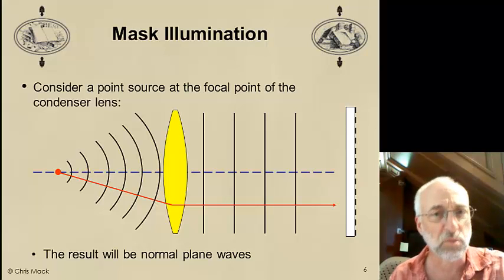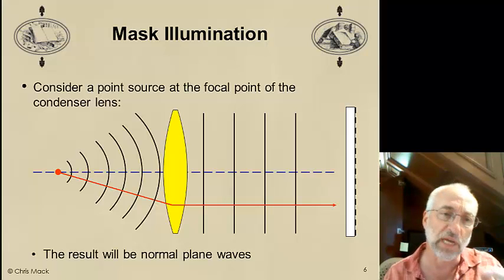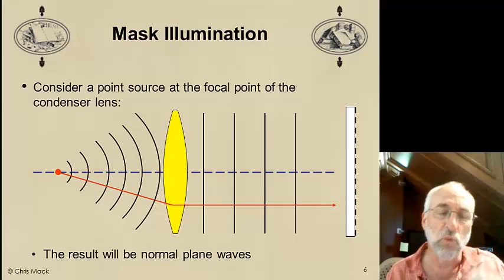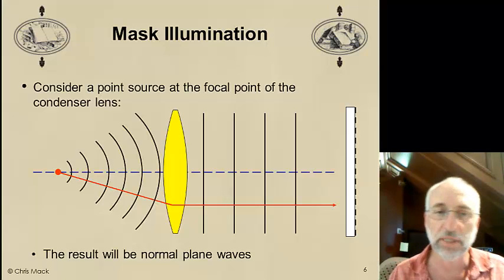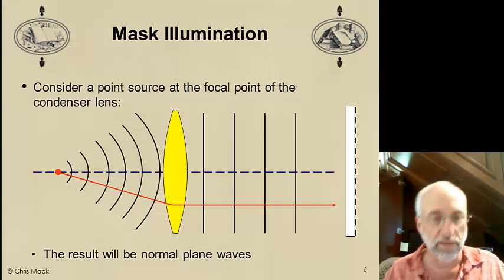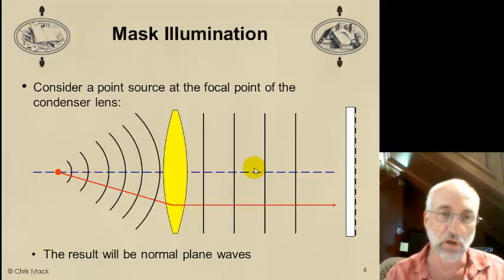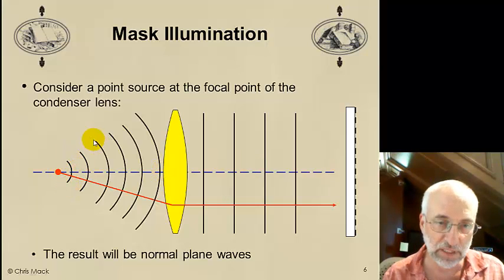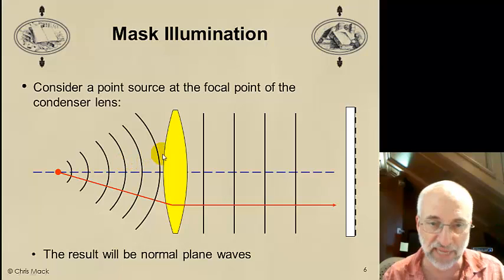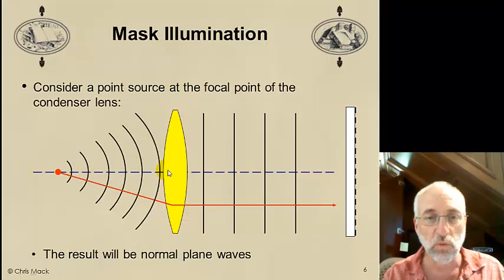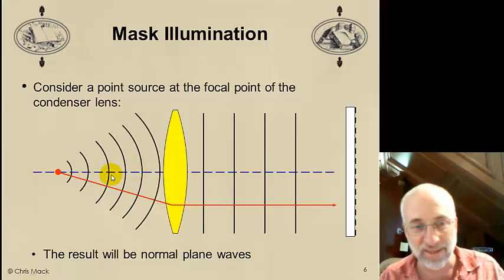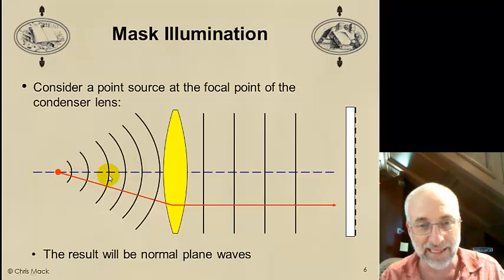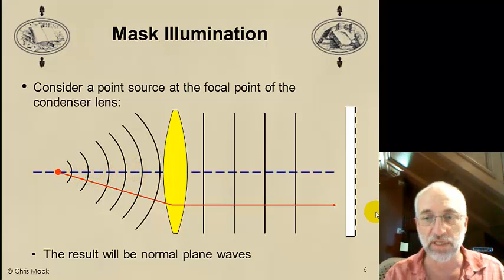I'm going to consider a point source. Remember, a point source of light is light that emits waves that are spherical in shape. Spherical waves coming out of that point source. So here's my point source, and I have these spherical waves propagating away from the source. Now I'm going to put a lens, the condenser lens, as a matter of fact, which we've seen before. It will sit such that this point is exactly at the focal point of this lens.